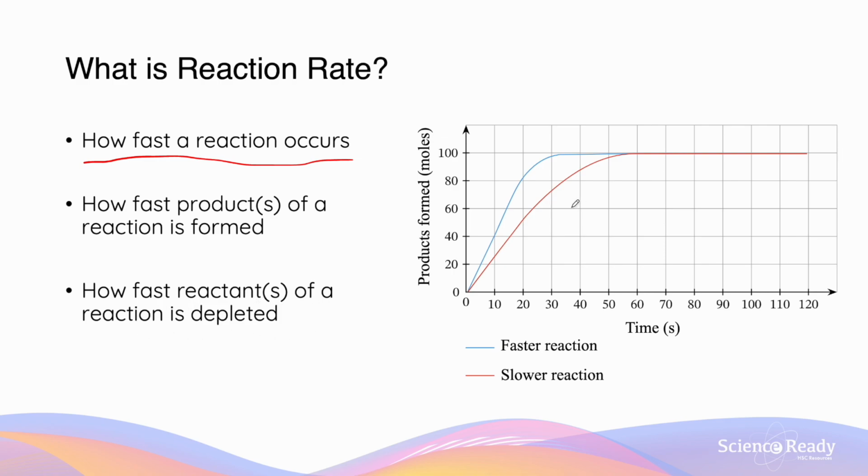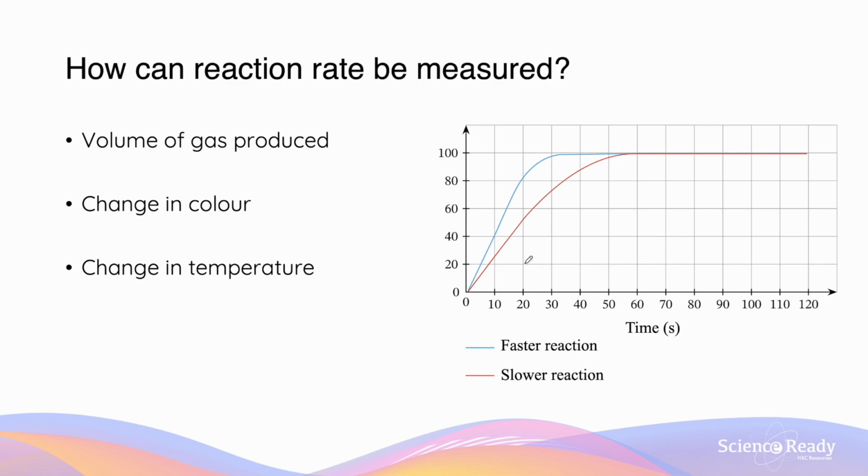On the graph, we can see that the products formed is on the y-axis, and the time is on the x-axis. The blue reaction demonstrates a faster reaction because more product is formed in a shorter period of time. Thus, the red reaction is a slower reaction because less product is produced compared to the blue line in the same amount of time. There are a few ways in which reaction rate can be determined.